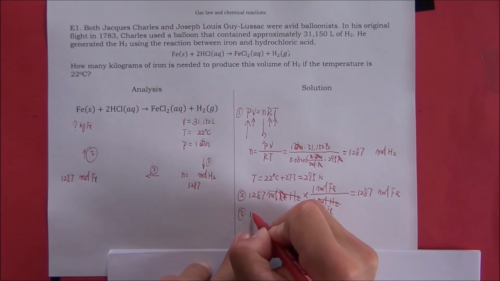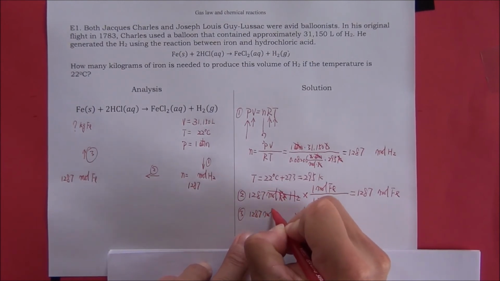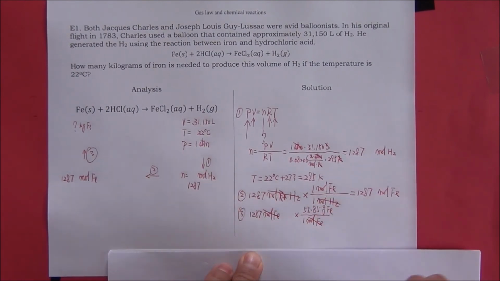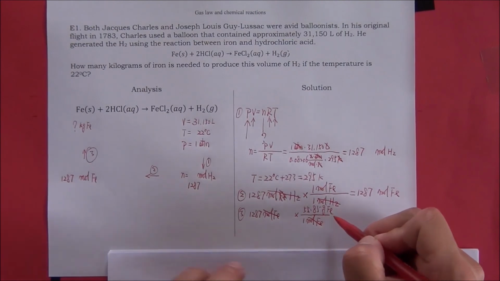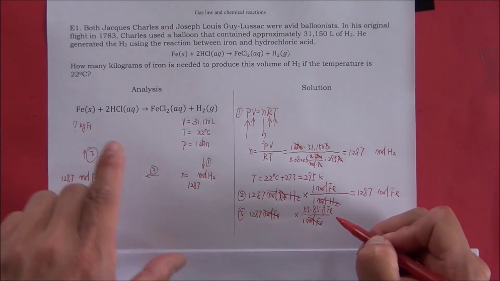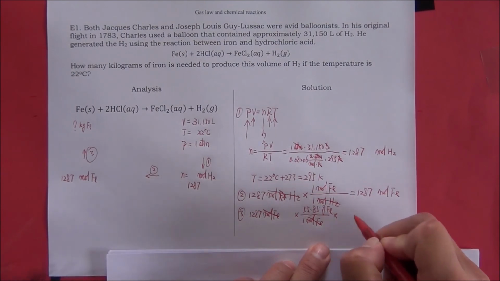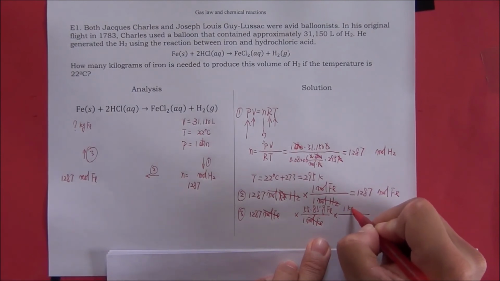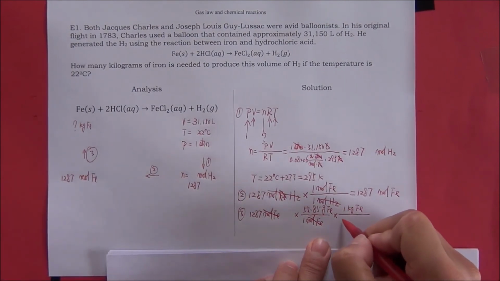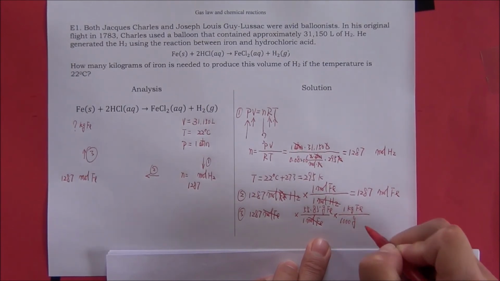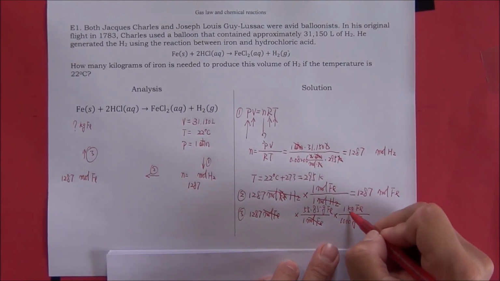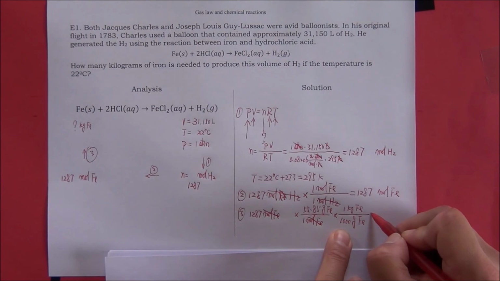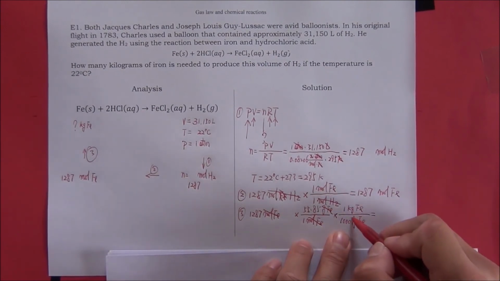Remember, we get 1287 mole of Fe from the previous step. Mole of Fe will cancel, mole of Fe will cancel. We will get gram of Fe, but we are looking for kilogram of Fe. So we need to do another step of conversion. From chapter 1, we know that for every kilogram of Fe, it is equal to 1,000 gram of Fe, because the prefix K represents 1,000 or 10 to the third. Gram of Fe and gram of Fe, they will cancel.